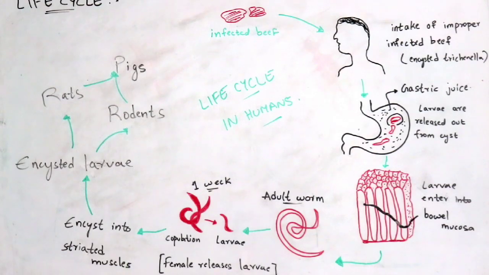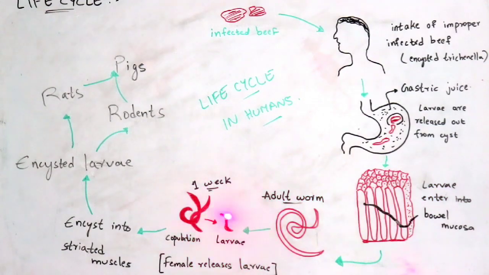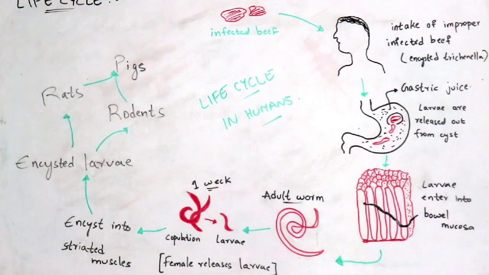The adult stage is where it has the capacity to undergo copulation. Copulation is nothing but mating, the interaction between male and female. So male and female worms undergo copulation and the female worm releases larvae, up to 1500 larvae.